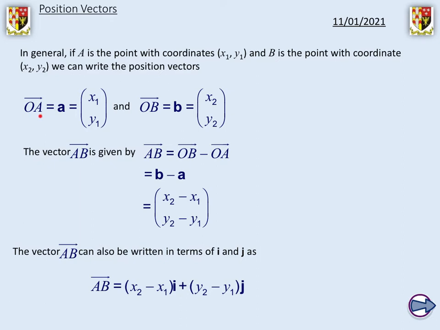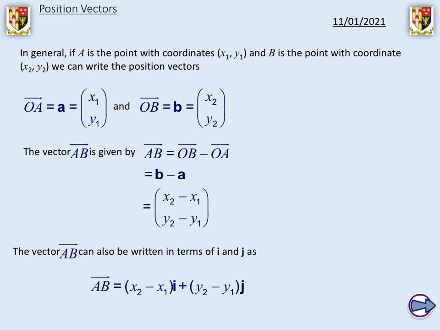So if O to A, or the position vector of A, is x1, y1, so that's just a general point there. So we've got a general coordinate point, which is x1, y1. Our general vector therefore, or position vector, would be x1, y1. And then for B, it's a different point, so that's why we've got x2, y2, so it will be a different position vector, which is x2, y2. So in general, if I want the vector between the 2 points, so A to B, it's just going to be O to B minus O to A.